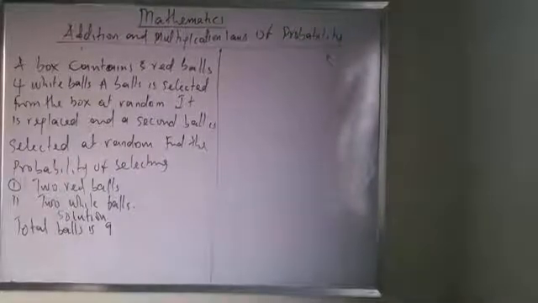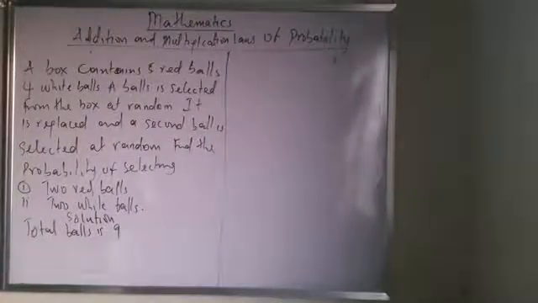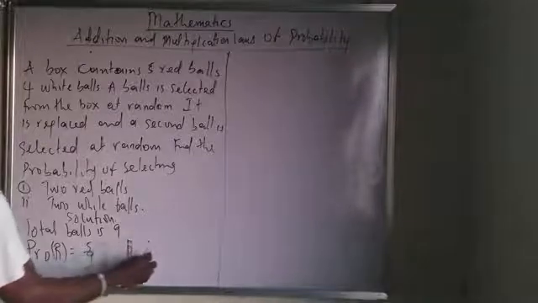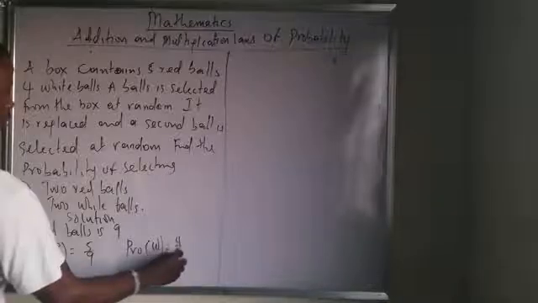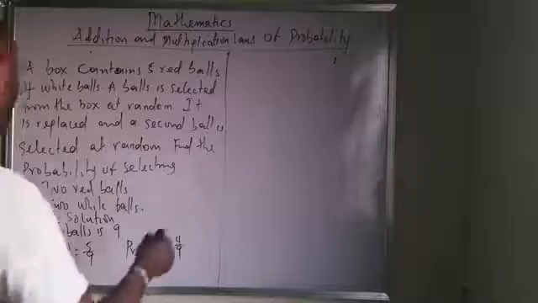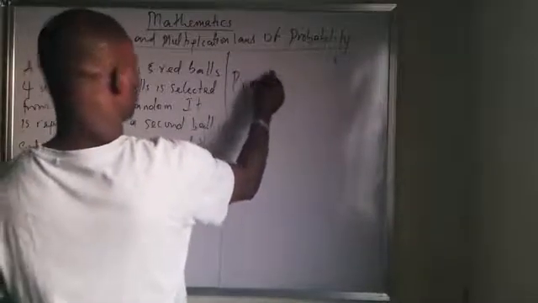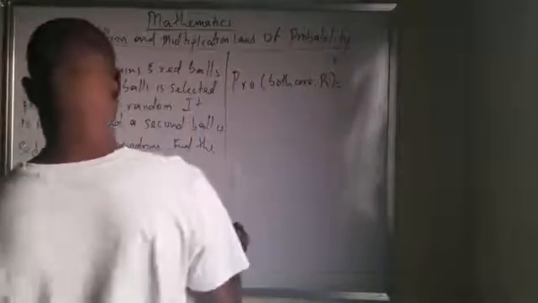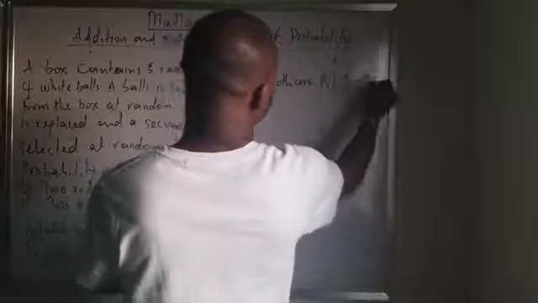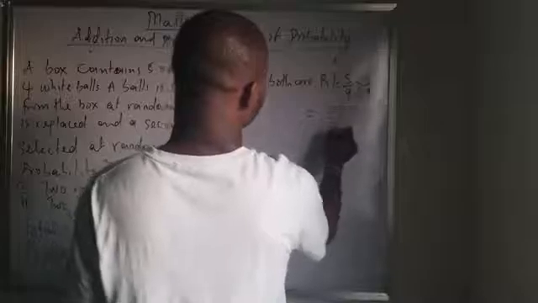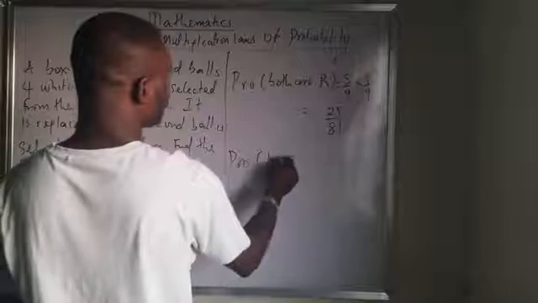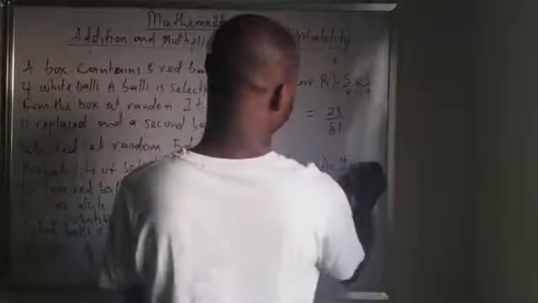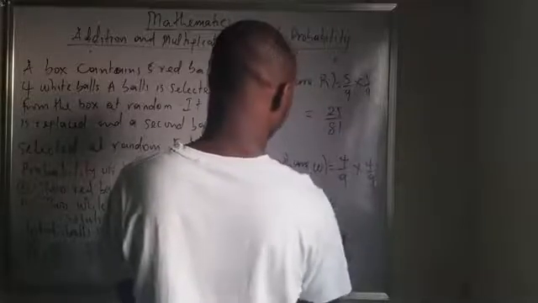The next thing I will do is probability of red, which will be equal to 5 all over 9. Probability of white will be equal to 4 all over 9. Now, probability that both are red means I'll be talking about 5 all over 9 multiplied by 5 all over 9, which is 25 all over 81. Probability that both are white means 4 all over 9 multiplied by 4 all over 9, which is 16 all over 81. That is all about that.